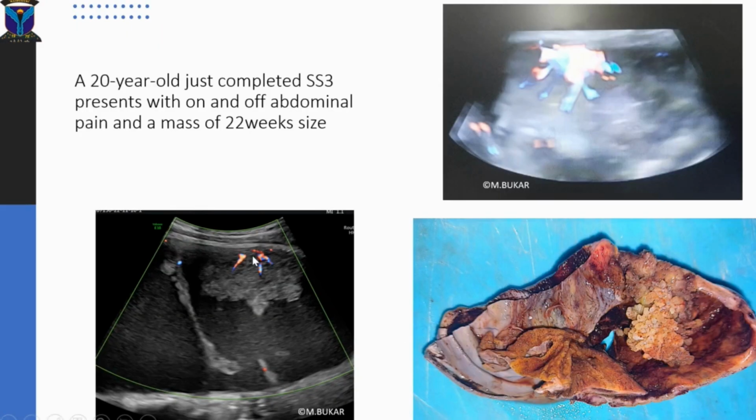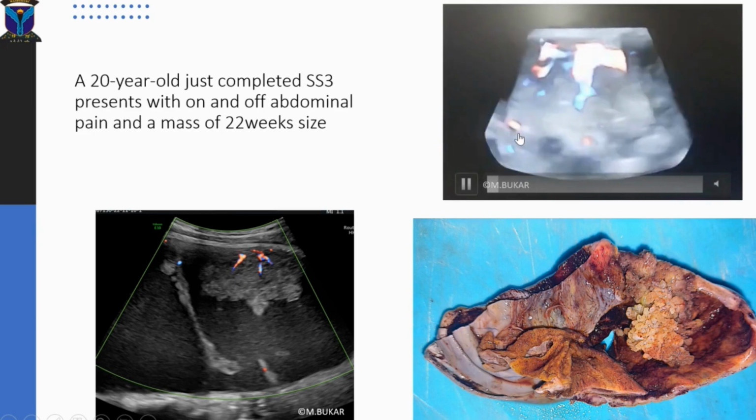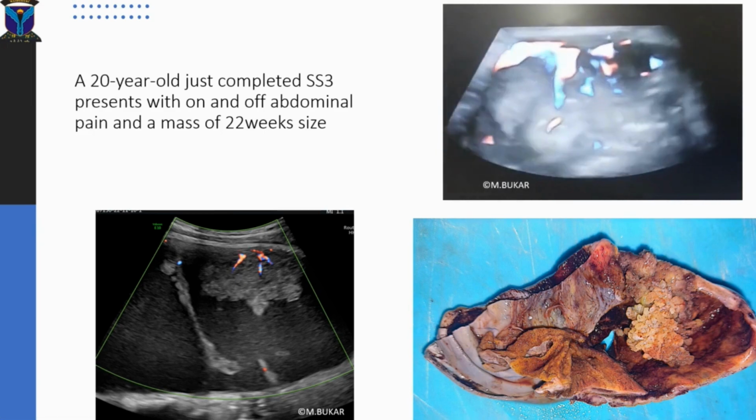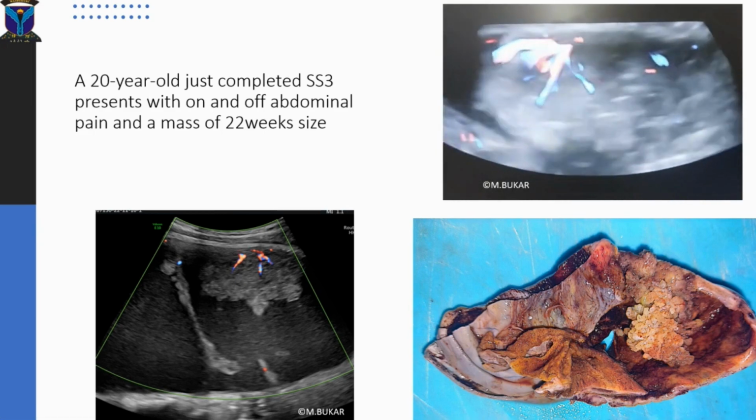This was a case of high-grade serous papillary carcinoma in a young girl of 20. Look at the vascular pattern to the papillary projection.